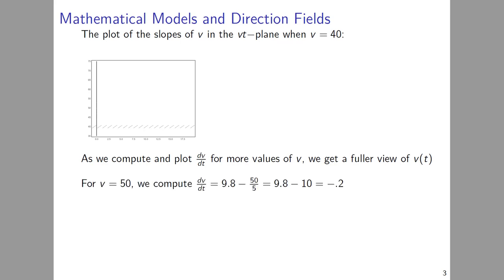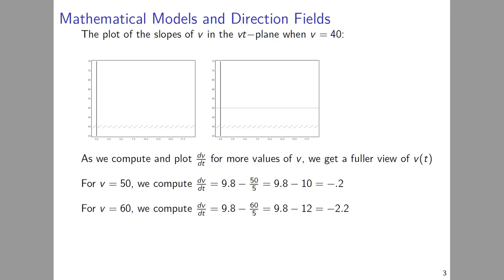For v equals 50, we use our differential equation to compute dv/dt equals 9.8 minus 50 over 5, which is 9.8 minus 10, which is negative 0.2. So at v equals 50, all of the solutions will have slope negative 0.2, almost flat. Computing more, we can look at v equals 60, then dv/dt is 9.8 minus 60 over 5, which is 9.8 minus 12, or negative 2.2. So when v equals 60, all of our solutions will have slope negative 2.2.